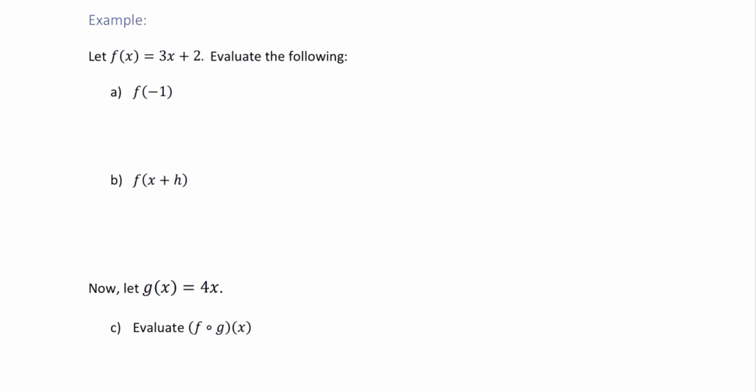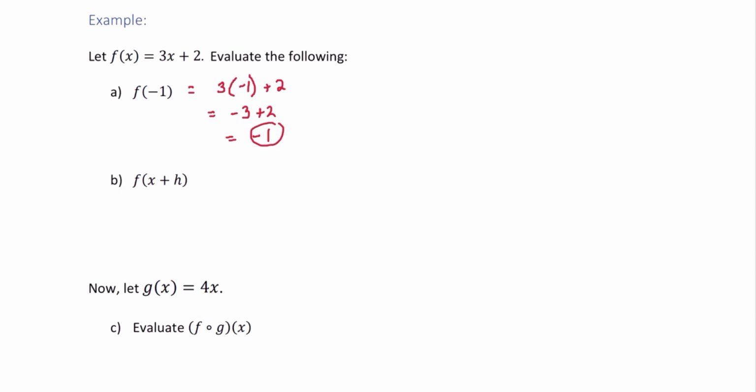Let f of x equal 3x plus 2. Then if we evaluate f of negative 1, we simply want to copy the f function, but when we see an x, we're going to replace the x with what's in parentheses, in this case, negative 1. So we have 3 times negative 1 plus 2. That is negative 3 plus 2, or negative 1.